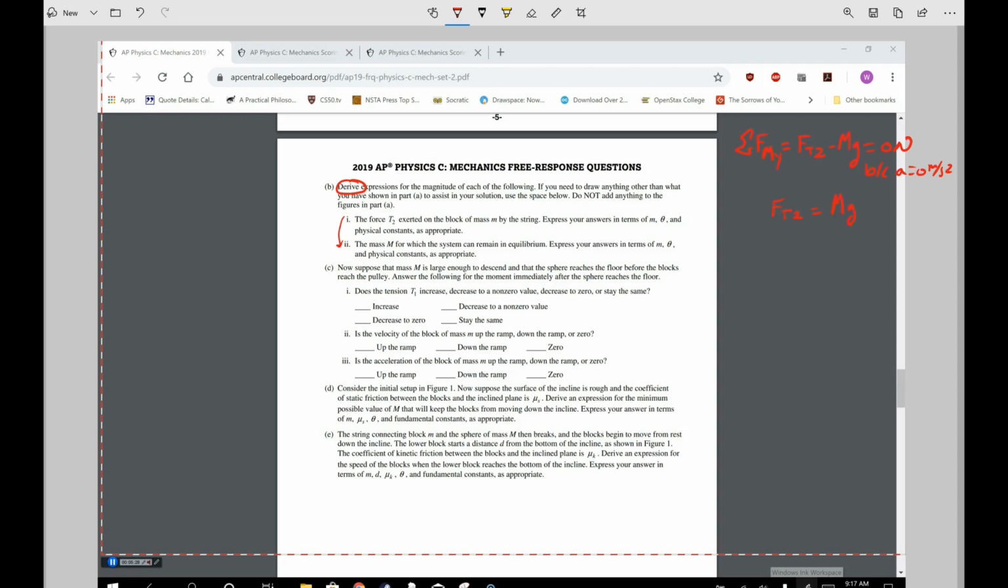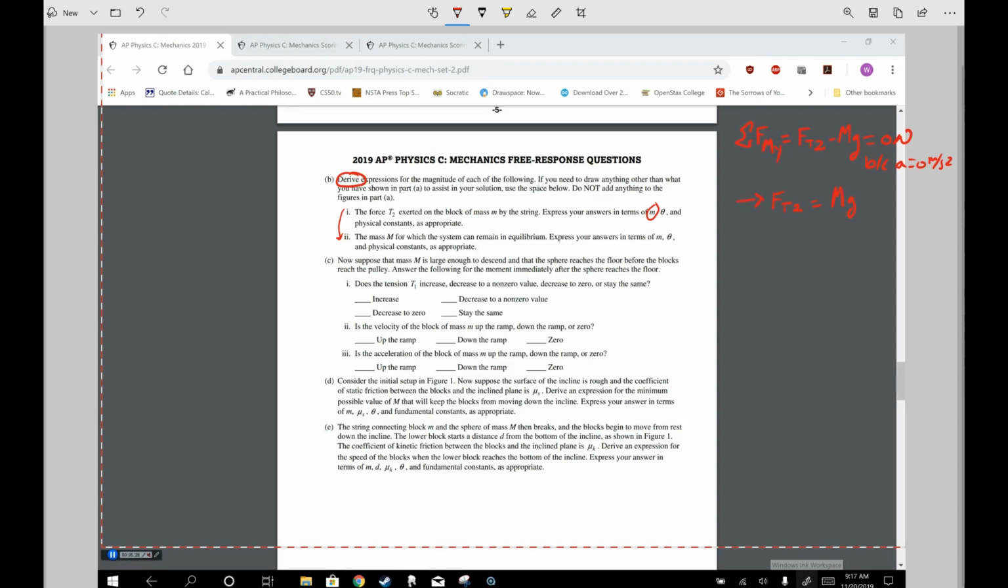But notice we are supposed to express our answer in terms of the lowercase m. So this would not be our answer. What this shows us is when we're asked what is the mass capital M needed, is that eventually when we come over here we're going to need to substitute for Ft2. And that's where we have to come to the other block.